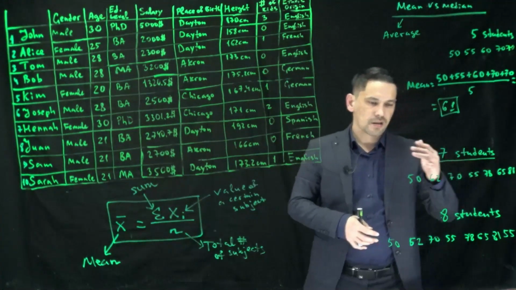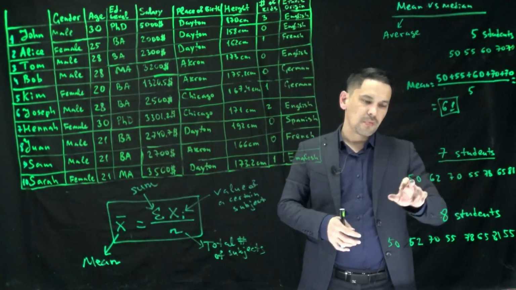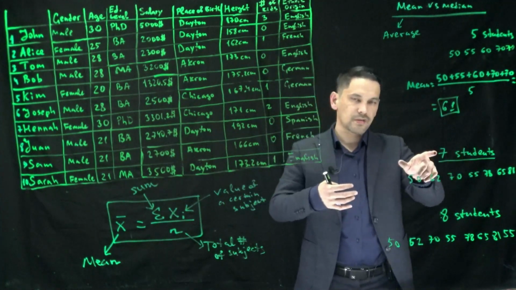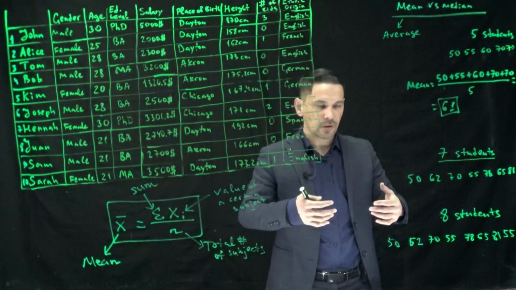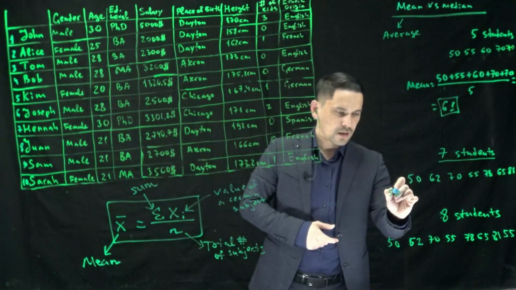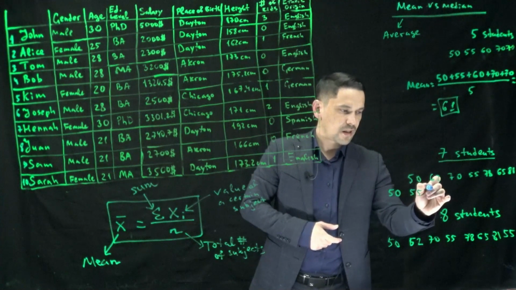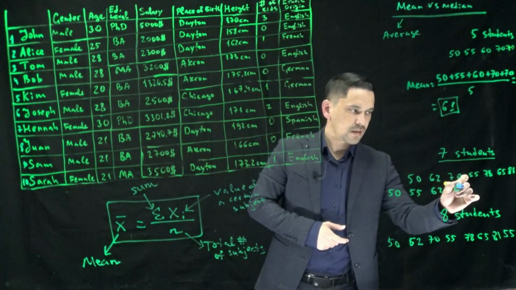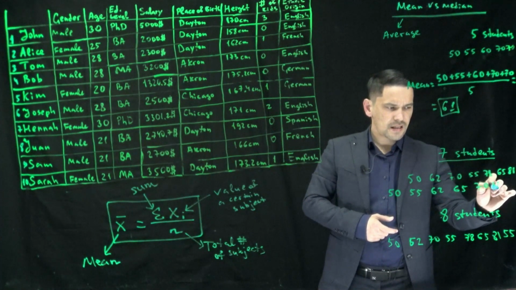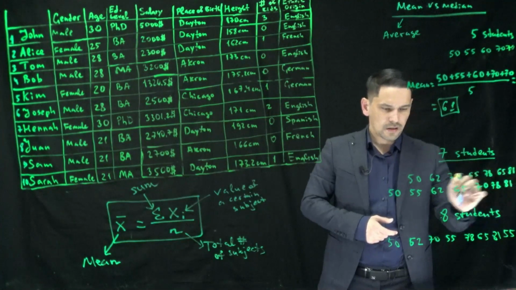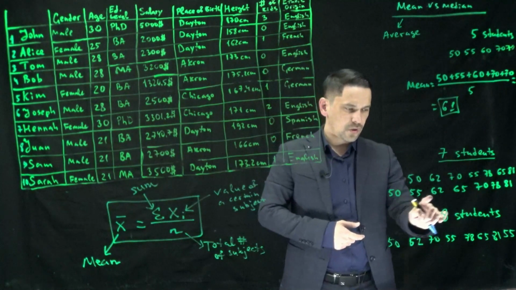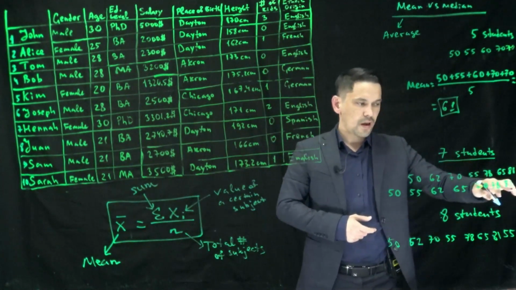Well, in this case, I have to put the exam scores of all the 7 students in ascending order. I have to start with the lowest score and finish with the highest score. So the lowest score over here is 50. The next lowest score is 55. The next one is 62, 65, the next one is 70, 78, and the highest score is 81. So as you can see, I put the scores of all the 7 students in ascending order, starting with the lowest value and finishing with the highest value here.